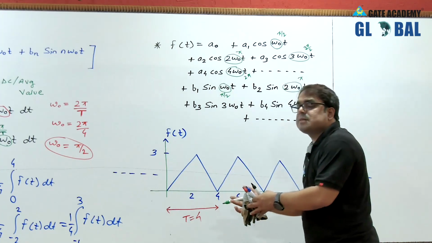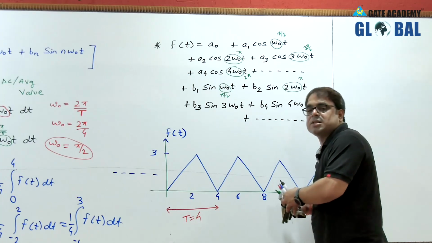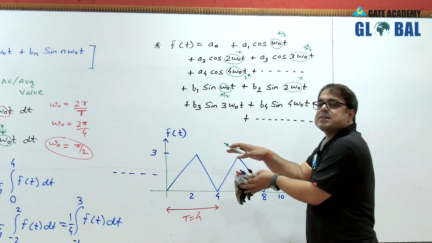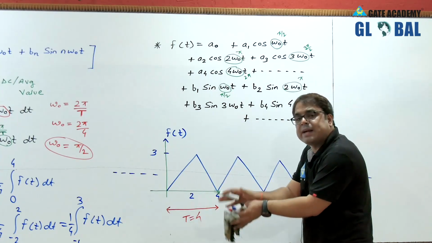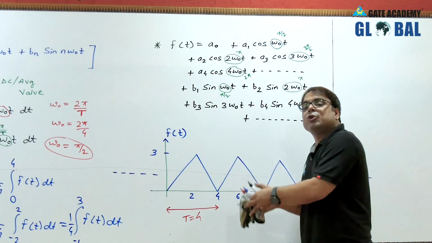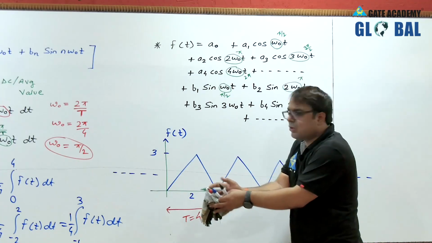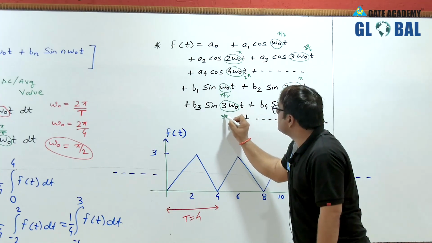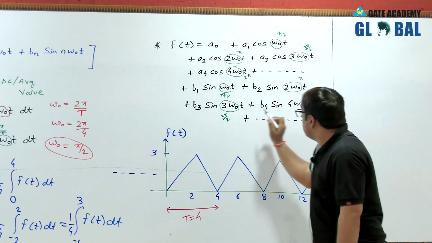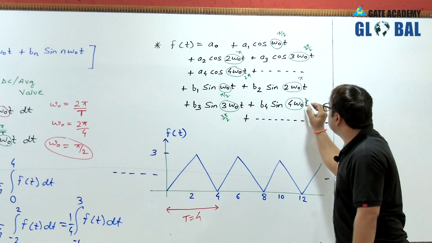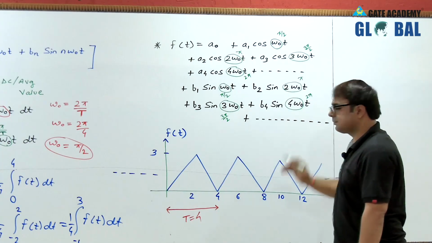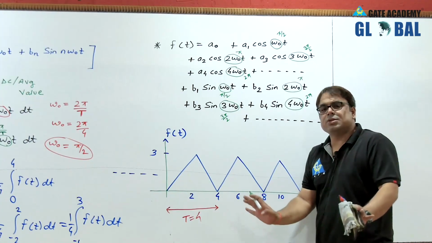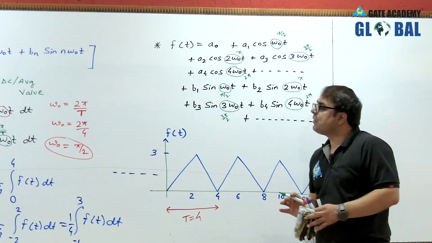I will be discussing all these things in the form of questions also. But it is better if we discuss it before solving a question, so that when I come to a question, you should be able to solve it before me. So this 3 omega naught becomes 3 pi divided by 2, and this 4 omega naught becomes 2 pi. Everything is known to us now, nothing is hidden.